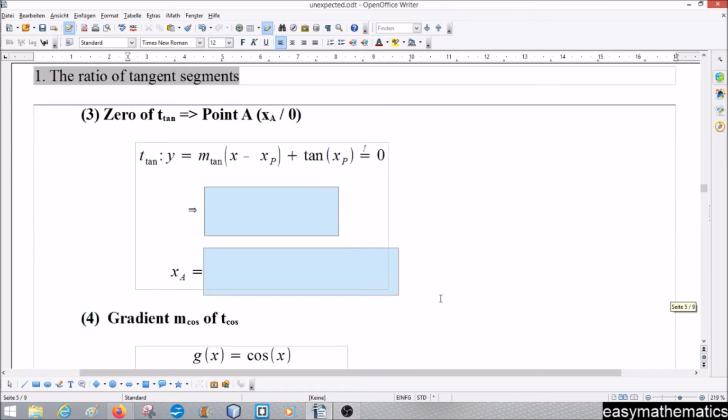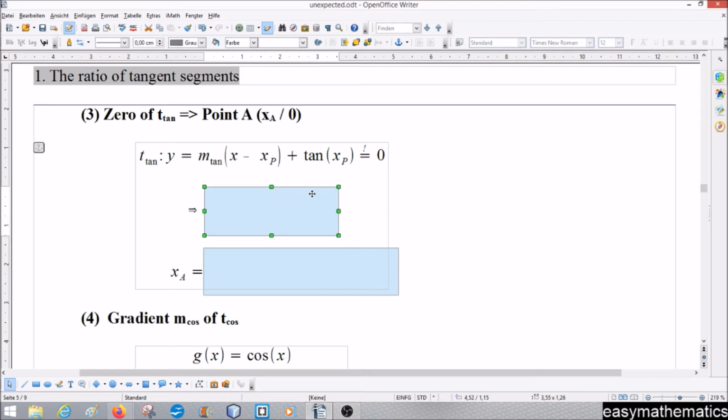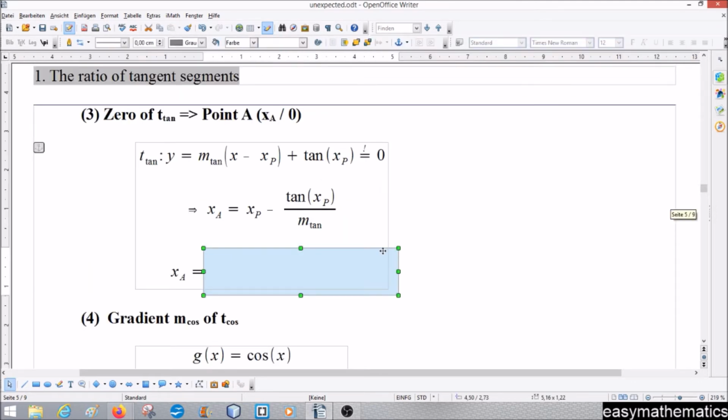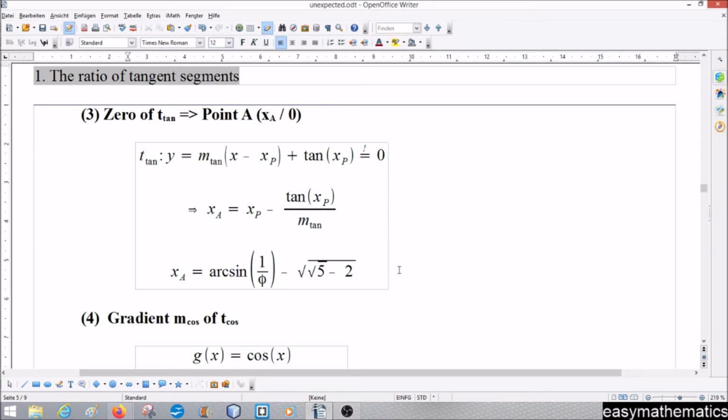Okay, the third point on our plan was the zero of the tangent line to get the point A. We set up the equation of the tangent line: y equals m times (x minus xp) plus yp. yp is tangent of xp. To get the zero, we set this equation to 0. So we solve this equation for x to get xa, and after plugging in all the values we have, it's an exercise for you. We get arcsine of 1 over phi minus the square root of the square root of 5 minus 2. Okay, so I leave that as an exercise for you.